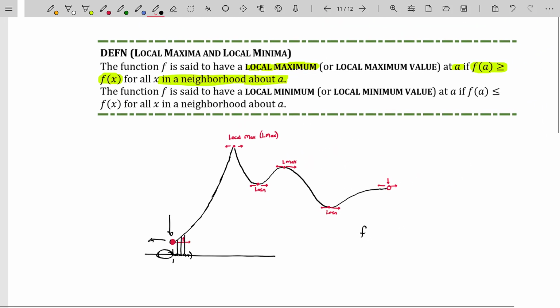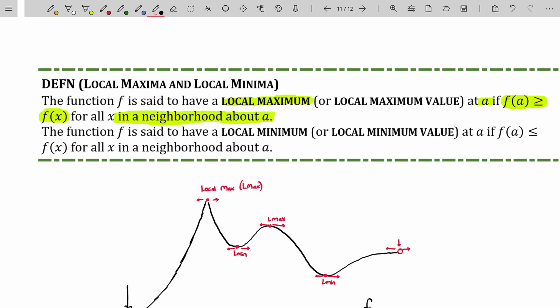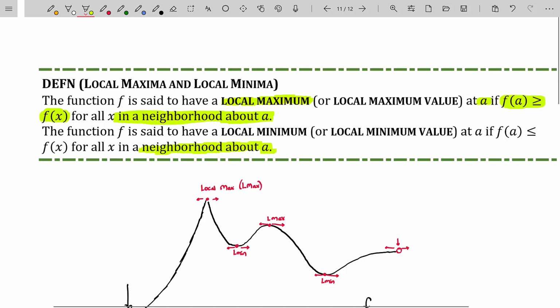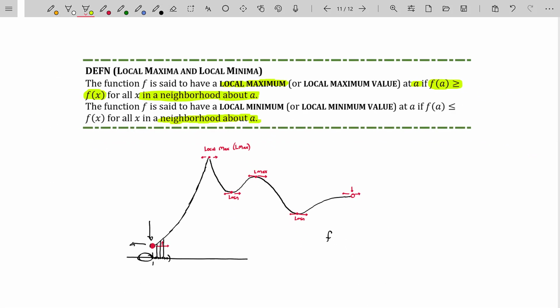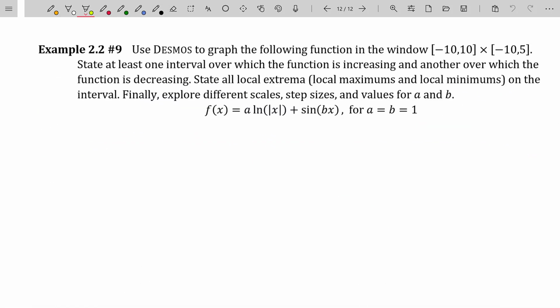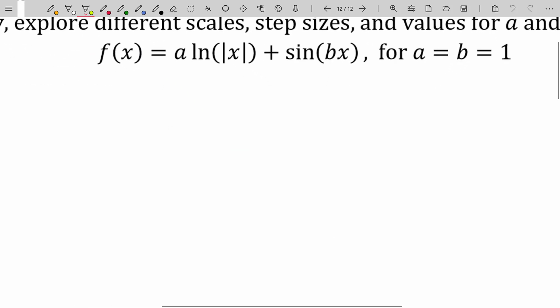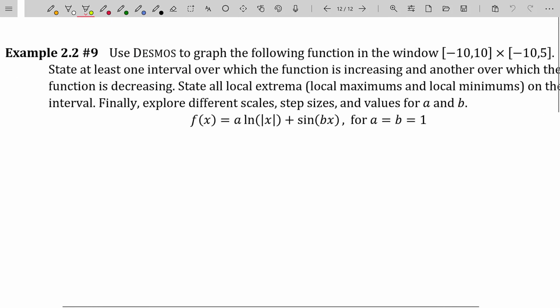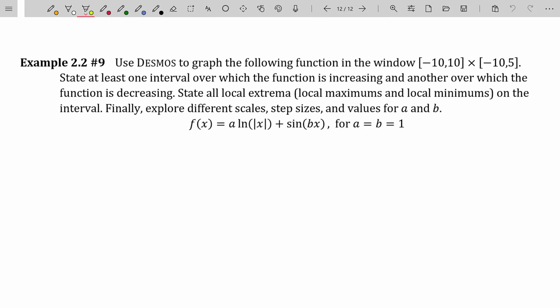Finishing out the definition, that function is said to have a local minimum or a local minimum value at a if f of a is less than or equal to f of x for all x, again, in a neighborhood centered at a. So let's see if we can use this definition. We're going to hop over to Desmos and graph the following function for a equals 1 and b equals 1. And we're also going to play with different values of a as well. But we're going to talk about local maximums and local minimums.